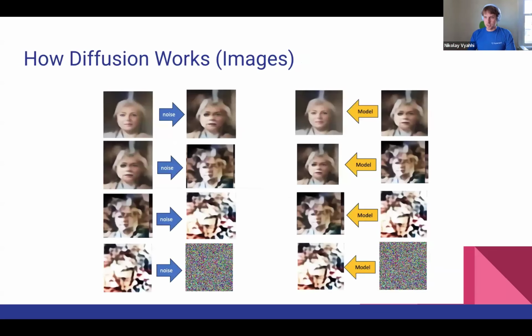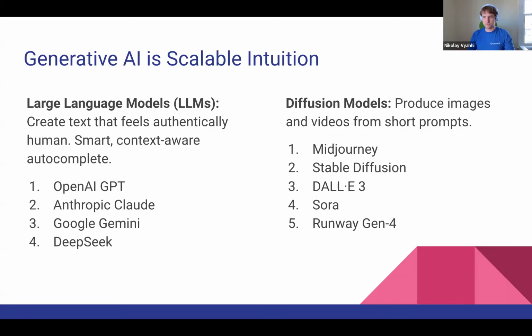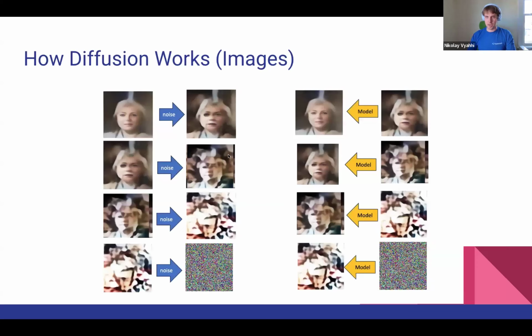A few words about how diffusion models work. I've shown you that large language models and diffusion models are different. Diffusion models are models that generate images, but they try to generate an image from noise, basically. So how training works: you have an image, for example of this woman, and you add lots of noise iteratively, until the image is fully noisy.